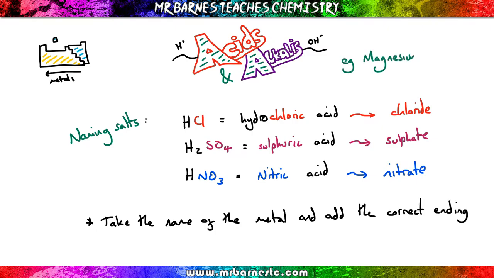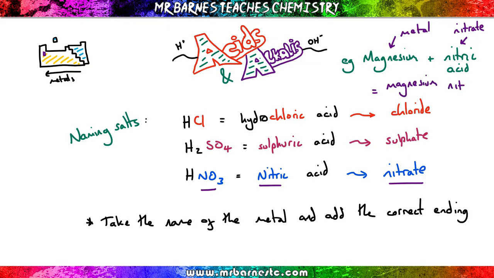So for example, if you have magnesium and nitric acid, magnesium is the name of your metal, and then nitric acid, as we said down below, that makes a nitrate. So your actual product, your salt, is going to be magnesium nitrate.